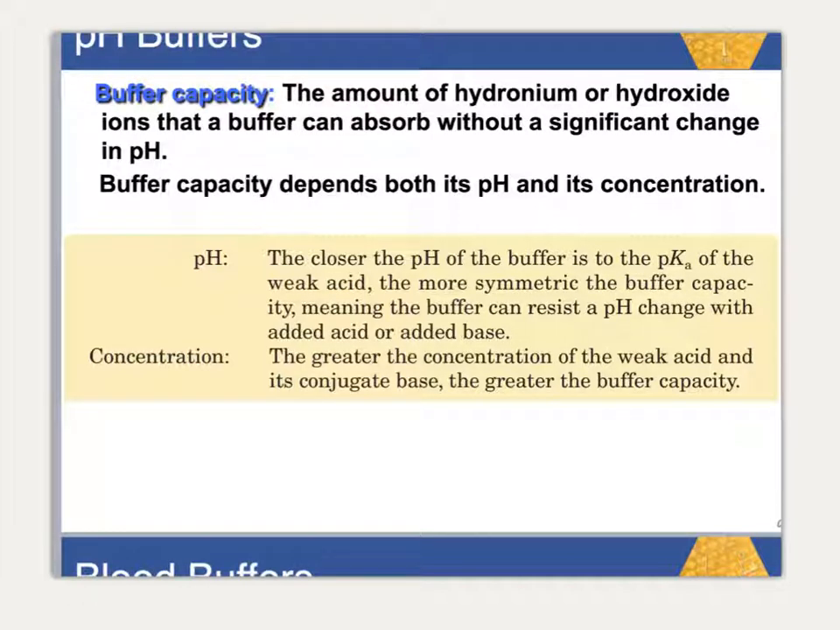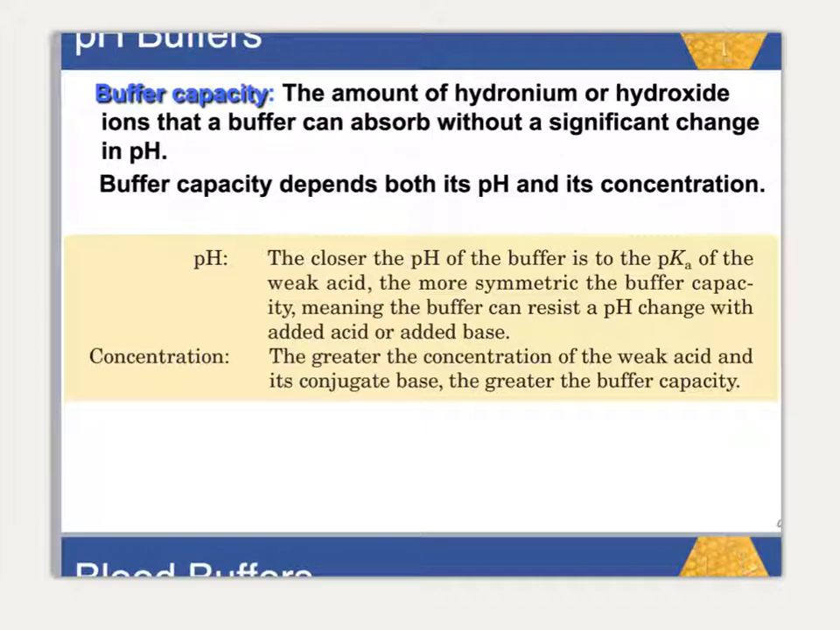So the buffer capacity depends on two things, its pH and its concentration. So for pH, the closer the pH of the buffer is to the pKa of the weak acid, the more symmetric the buffer capacity is, meaning the more you can add while it resists the pH change. The further your pH of the buffer system is from the pKa, the less you'd be able to add. And then concentration.